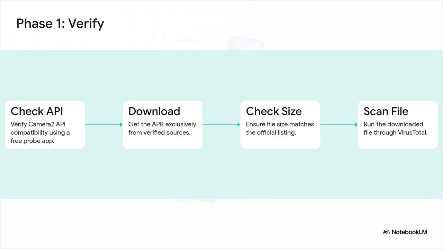Phase 1 is all about prep and verification. Step 1, just confirm your phone's compatibility using a free app like Camera2 API Probe. Step 2, download the APK exclusively from a verified source like APK Mirror or Celso's Hub. Step 3, make sure the file size actually matches the official listing. There's usually about a tiny 5 megabyte tolerance for config files. And Step 4, for total peace of mind, just run that downloaded file through VirusTotal before you do anything else.